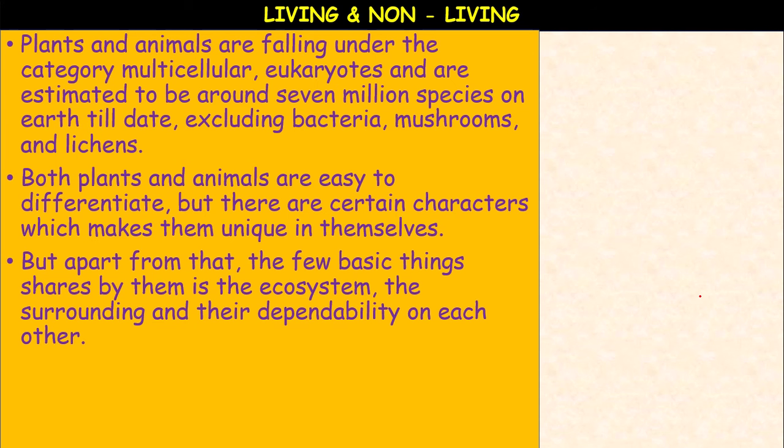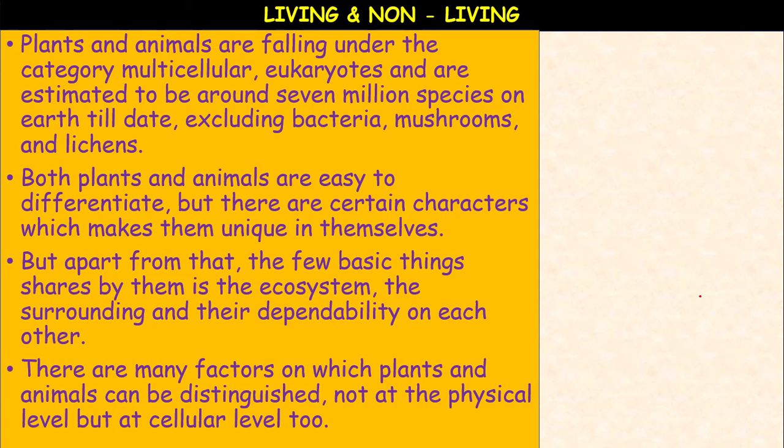Both plants and animals, in order to live, need some atmosphere, some surroundings. So, they need the ecosystem, the surroundings and their dependability on each other. There is interdependence; both plants and animals depend on each other. There are many factors on which plants and animals can be distinguished, not only at the physical level but at the cellular level also, in the cell also.